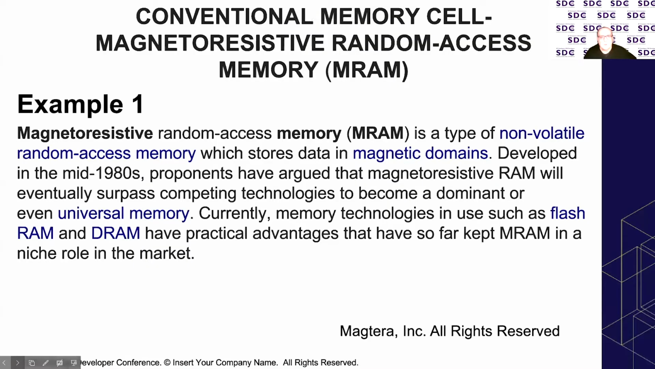First of all, let's talk a little bit about the conventional memory cell, MRAM. Magnetic resistive random access memory is a type of non-volatile memory which stores data in magnetic domains, as opposed to the method of using electrical storage. Currently, memory technologies used, such as flash, RAM, and DRAM, have practical advantages, so MRAM still doesn't have a big role in the market.